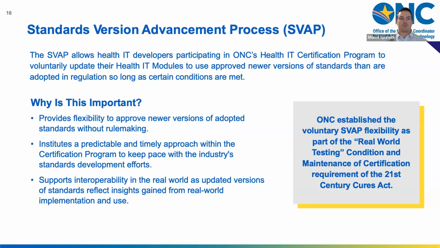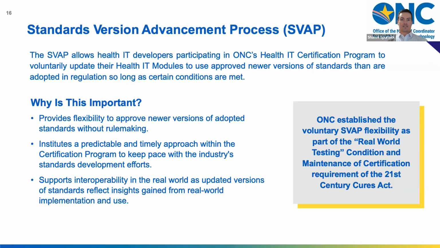What is SVAP and why is it important? So ONC implemented SVAP as part of the real-world testing condition and maintenance and certification requirement as a means for developers to voluntarily incorporate newer, more advanced standards into their health IT products and modules than those that are adopted in regulation. This was done for a variety of reasons, one being that it relieves time constraints for incorporating more advanced standards into our certification program, as SVAP does not require a formal rulemaking process, which those of you who know that rulemaking is a very long and time-consuming process.